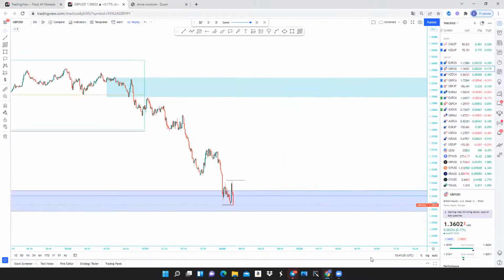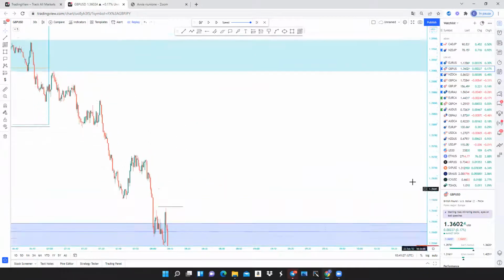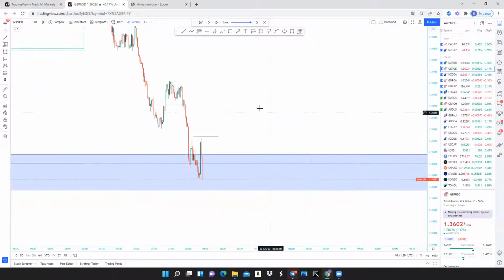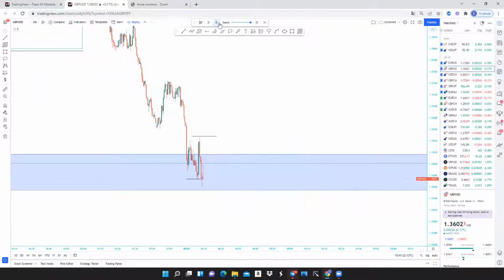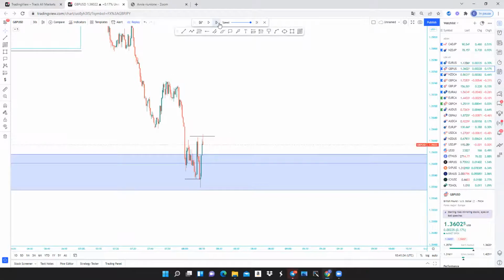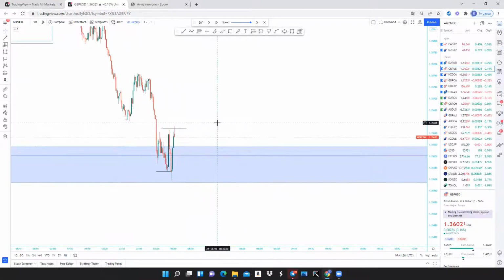Then I went on the seconds time frame, 30 seconds, and we were right here. After this push to the downside, we had this break. After this break, as you can see, we have market structure pushing to the downside and breaking.